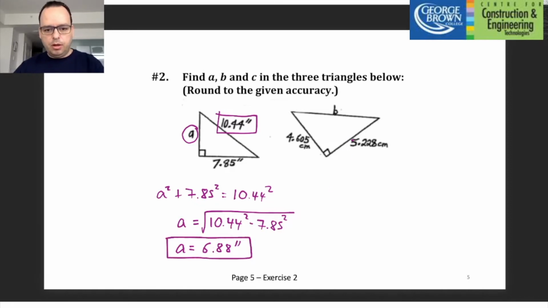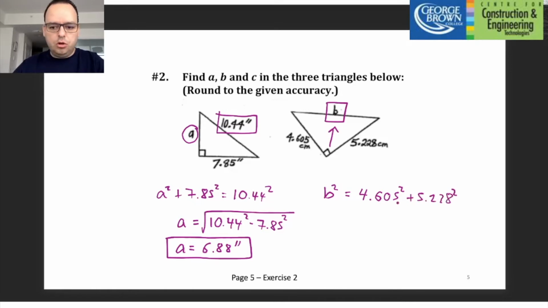For the second triangle, the variable b is also the hypotenuse, or the longest side. Notice that it's opposite the right angle, right there. So when we write the equation, b is already isolated. So it's a matter of just writing down 4.605 squared and 5.228 squared.